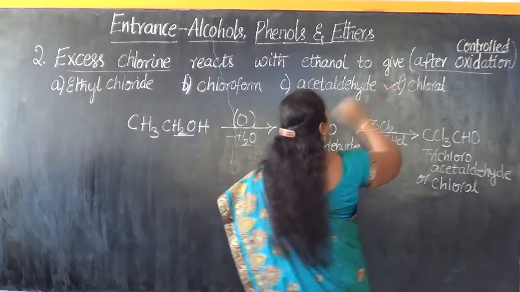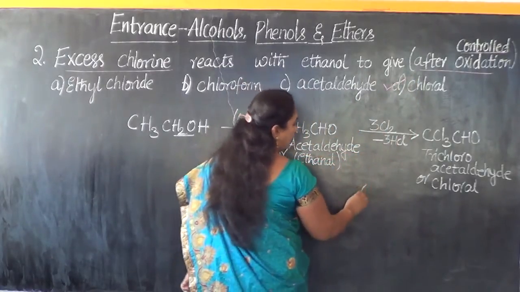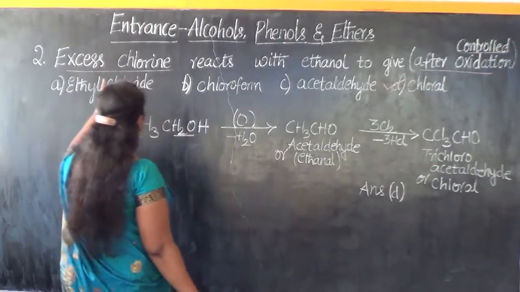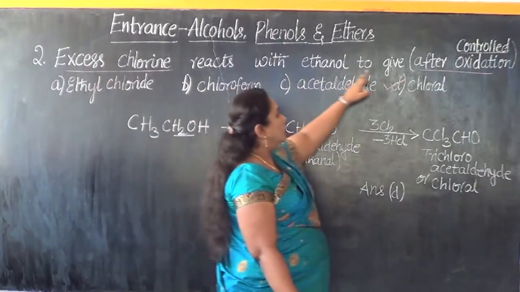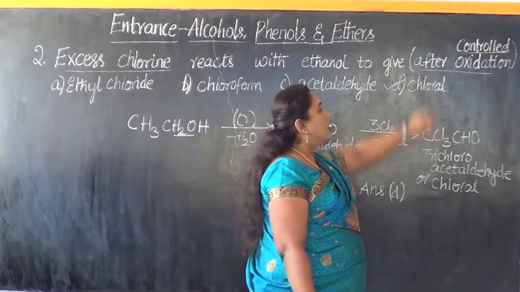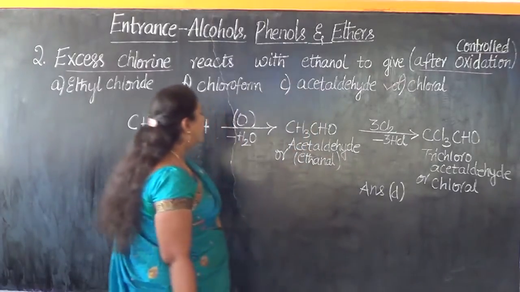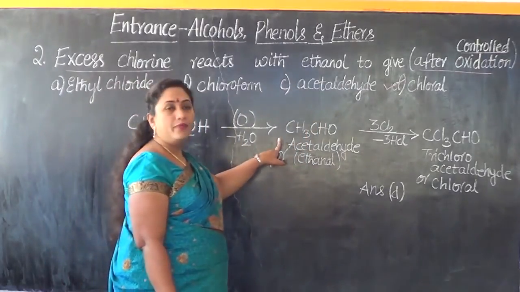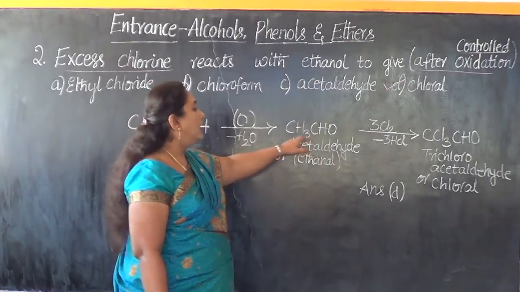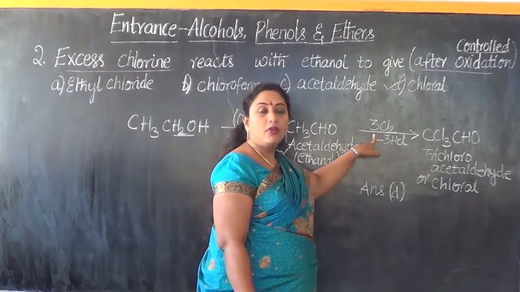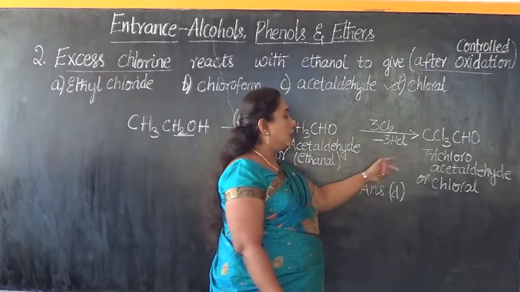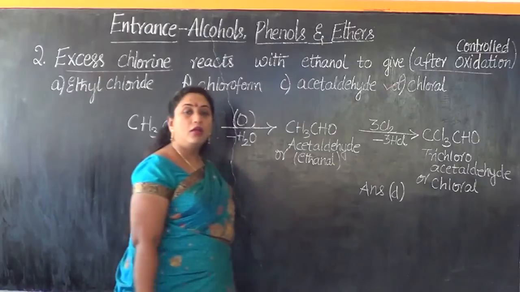So which is the correct option? Option D is the correct answer for this question. So the question tells us excess chlorine reacts with ethanol to give... We should write what it gives after subjecting ethanol to the process of controlled oxidation. Therefore our starting material will be ethanol. Upon controlled oxidation it gives ethanal or acetaldehyde. This is subjected to chlorination with excess of chlorine to obtain trichloroacetaldehyde, which is popularly called chloral.